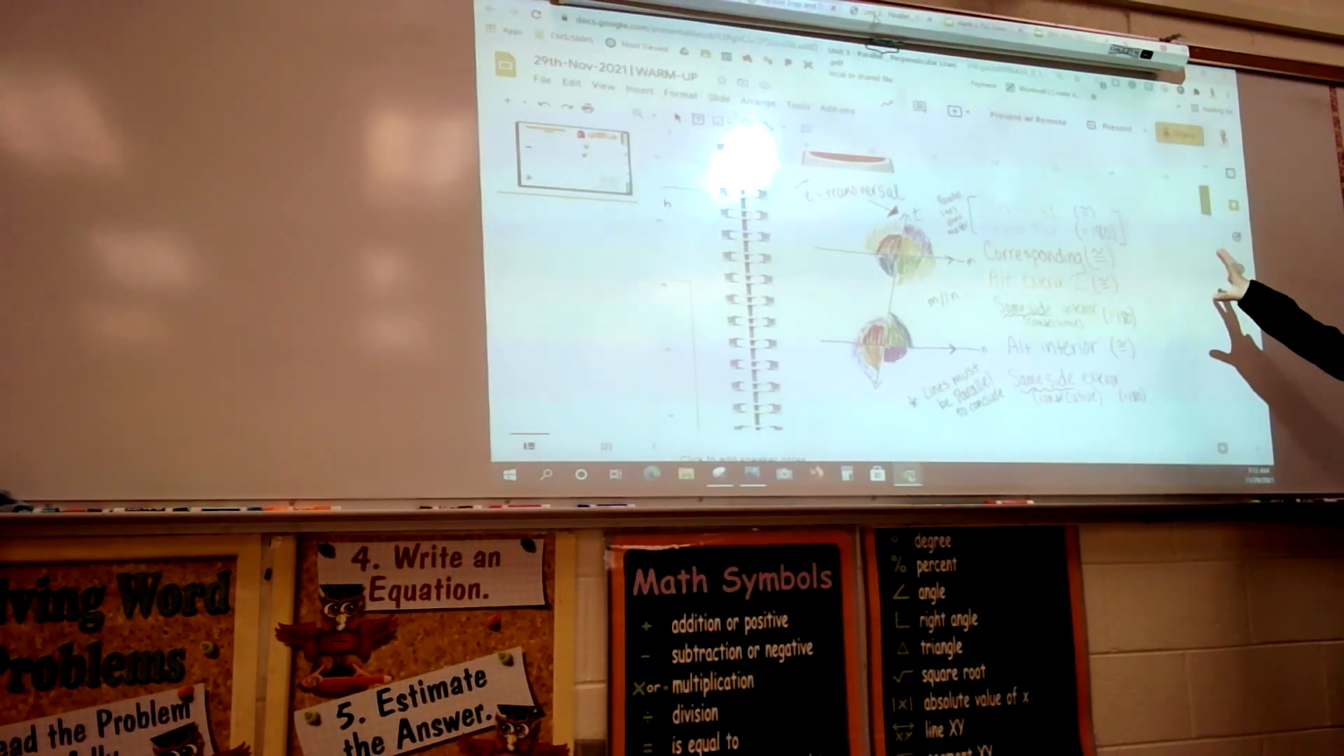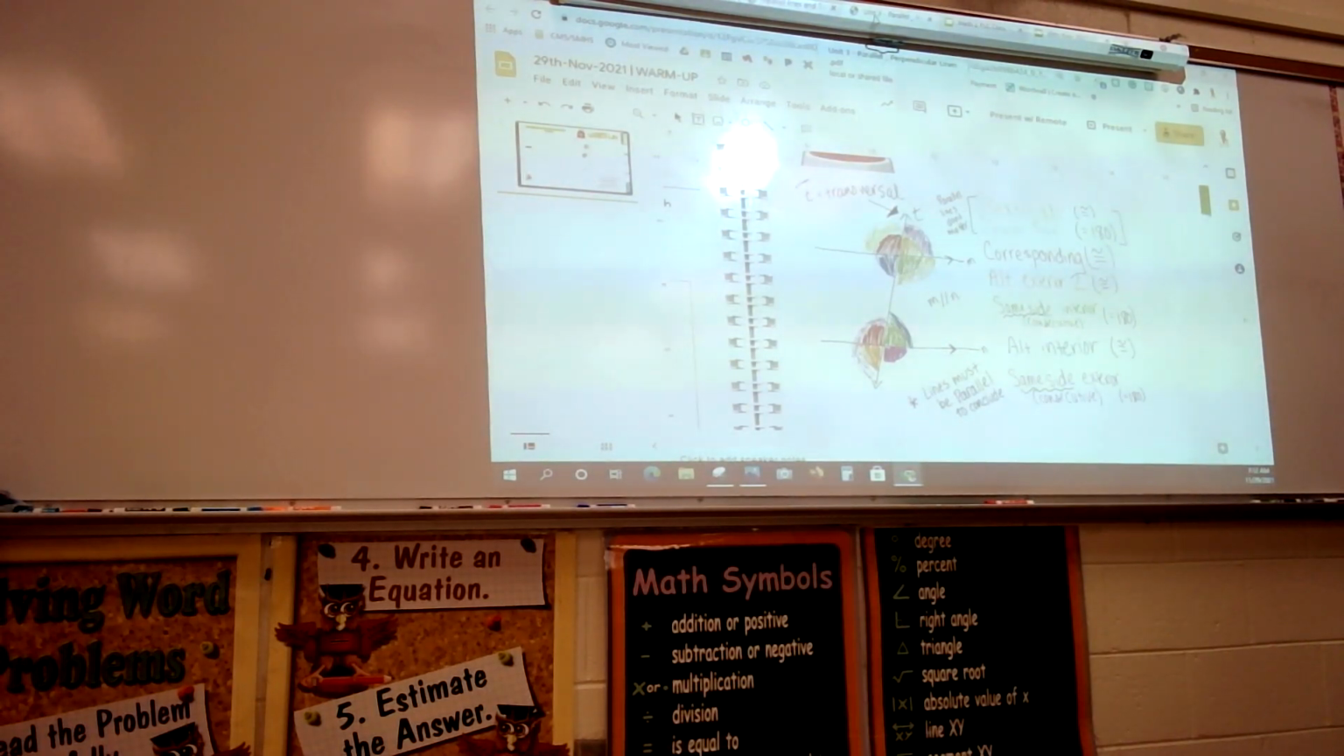Are you done copying this? Because this is going to help you in our new topic. If you want, you can take a picture and then later copy that on your warm-up. Come on, take a picture.